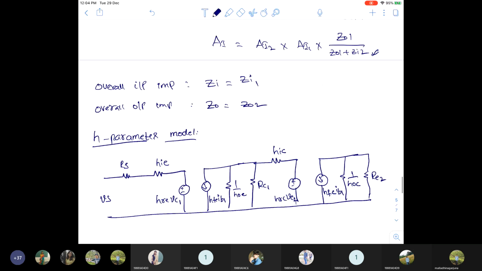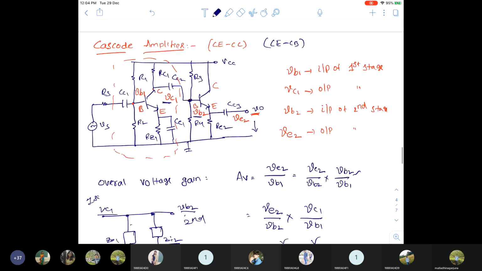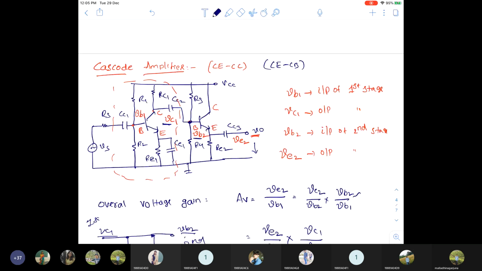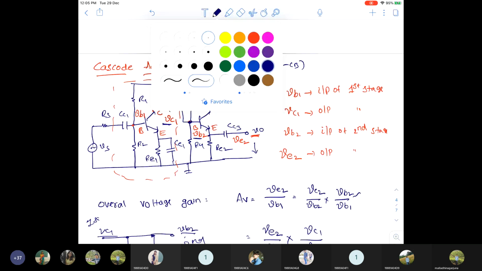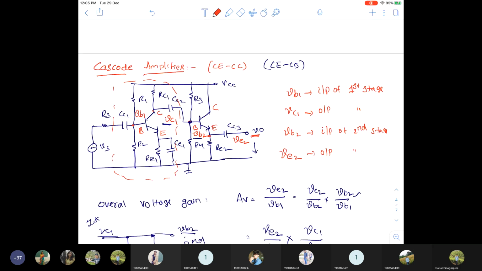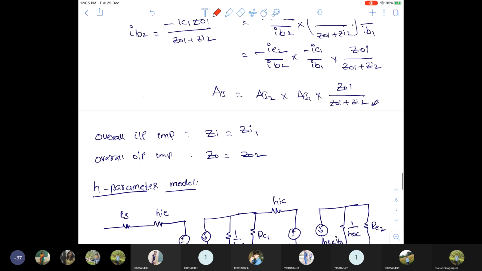Since the second stage is a CC amplifier, output is taken across the emitter here. VE2 is the output. So the output resistance is RE2. And the second stage is a CC amplifier, so we have taken CC configuration, CC H parameters. So we drew it like this.